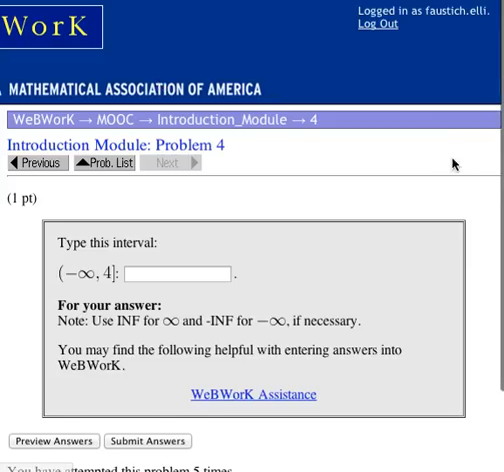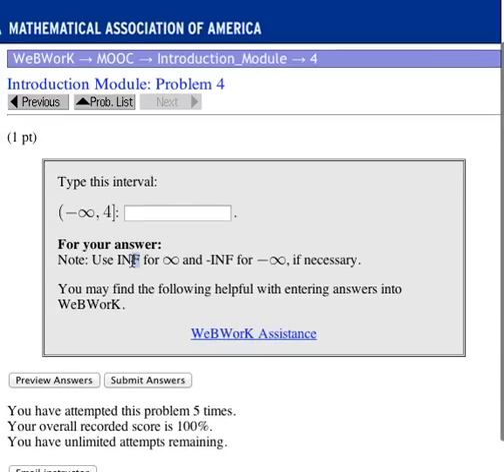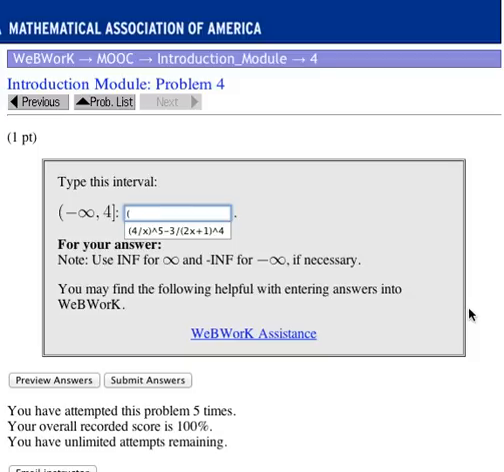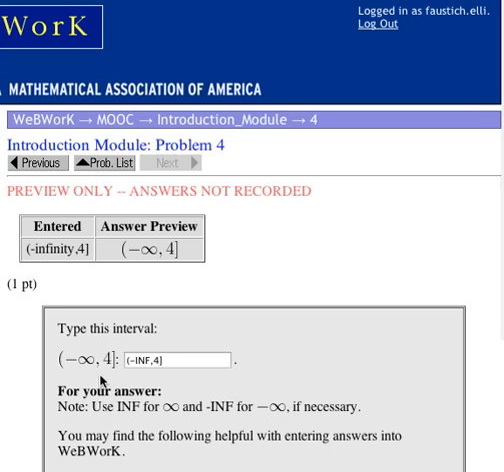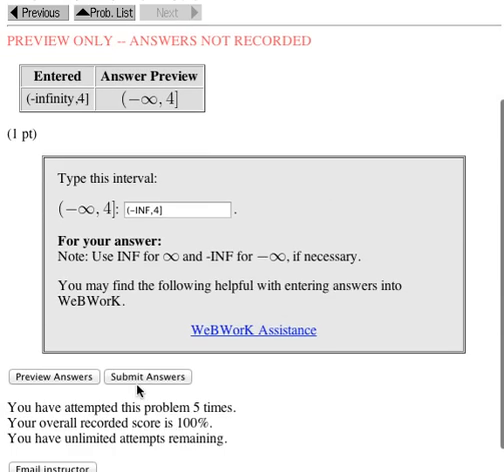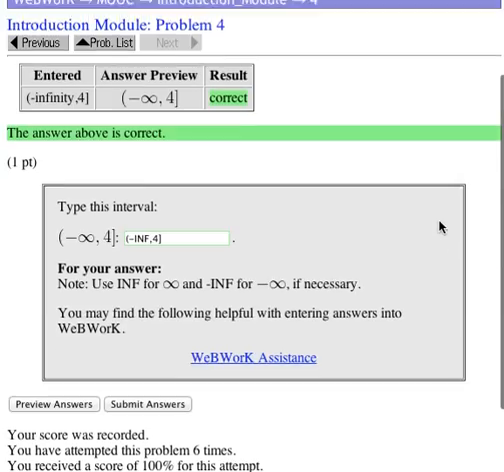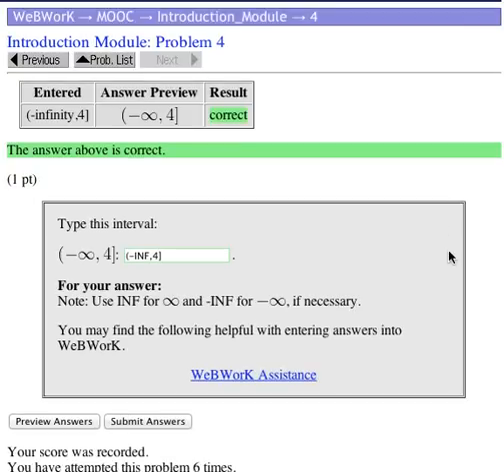The last problem looks at the idea of infinity, and to type infinity or negative infinity in, you need to use a capital INF. So typing in this interval notation, I'm going to type a parentheses, negative, capital INF, comma 4, bracket. I'm going to preview my answer, notice it is what I want, and click submit to see that I have it correct. This is just a little bit more about WorK for you to be able to successfully complete your homework.